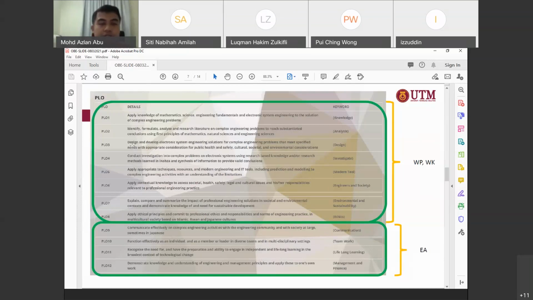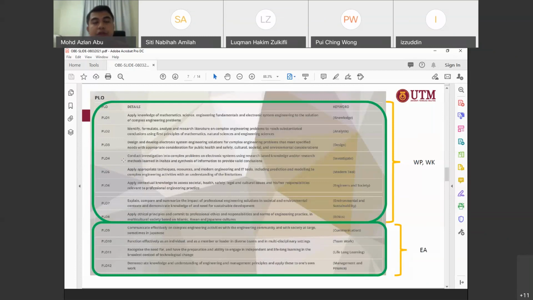PLO3: you design and develop electronic engineering systems for complex engineering problems, and you also have to meet specific needs appropriate to public safety, health, cultural, societal, and environmental considerations. This is not just a normal design where you design, simulate, and finish. You have to consider public health and safety, cultural, societal, and environmental aspects. If you just do a normal design without considering public safety and health, that falls under applied knowledge.